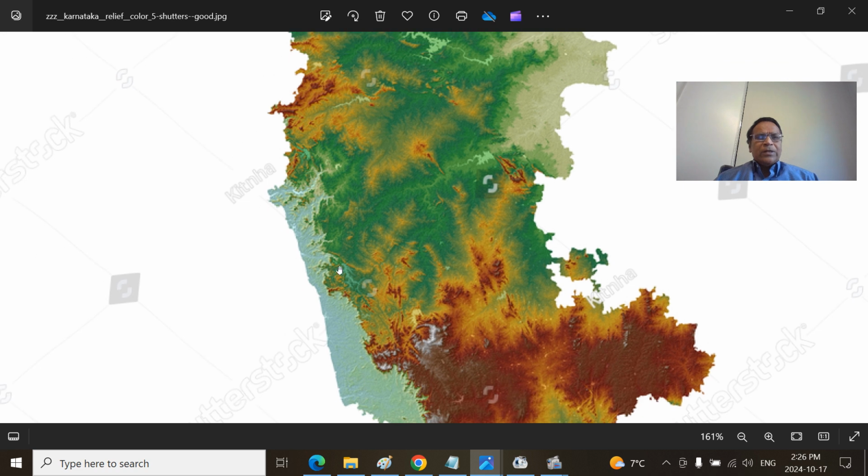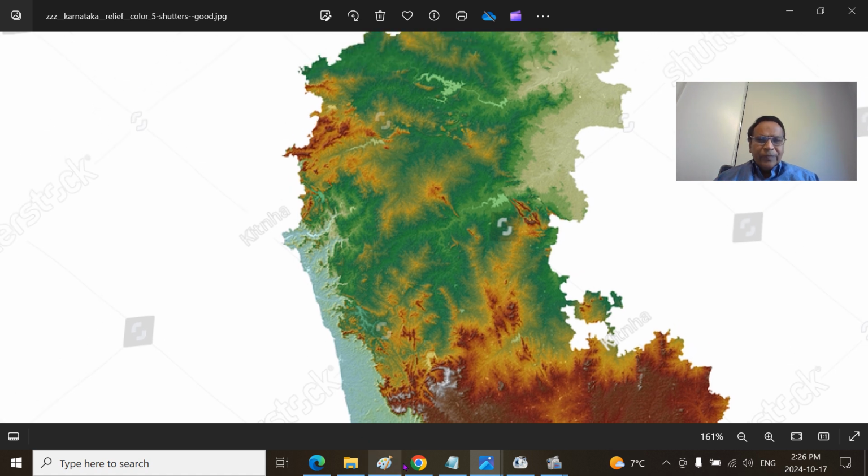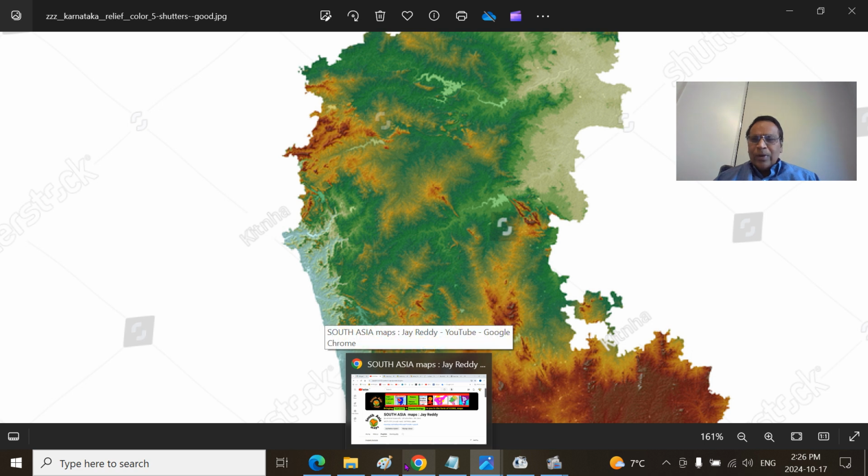You can see the Sharavati river here, starting here. So this entire area is the northern Malnadu region we are talking about.